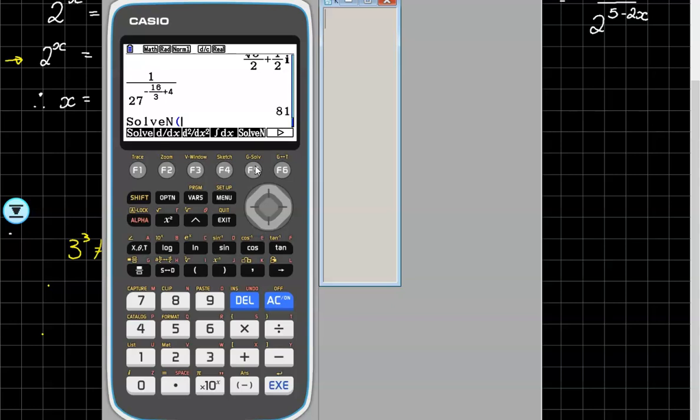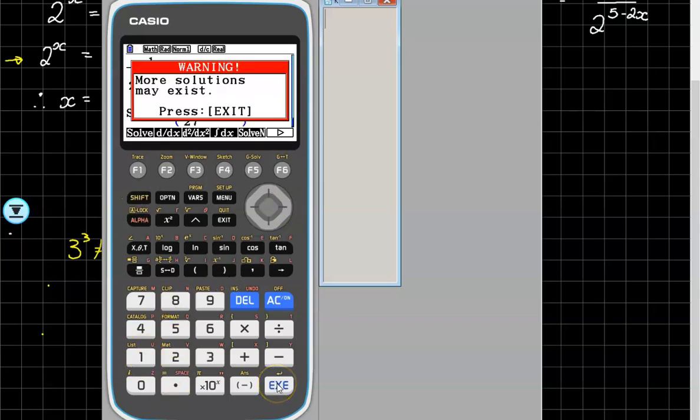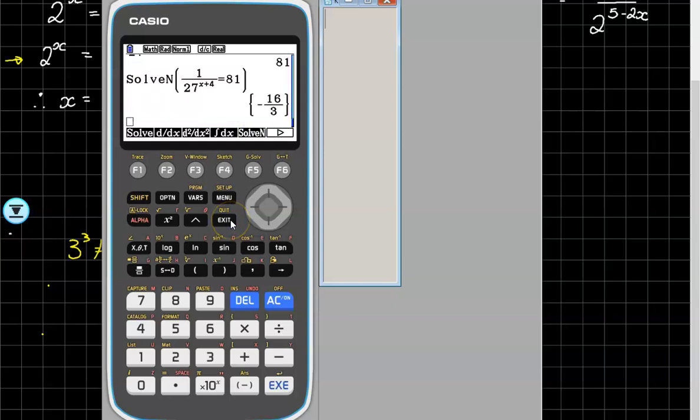Did you know that? So I could type in 1 over 27 to the, I was doing so well, what was it? X plus 4. Here's my equal sign, 81. Close my bracket, and bang, minus 16 over 3. How clever is that? Did you know that?